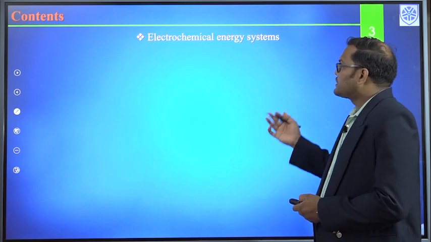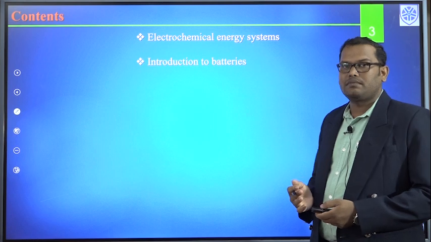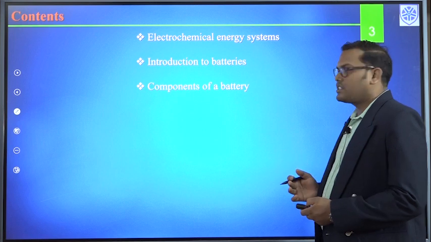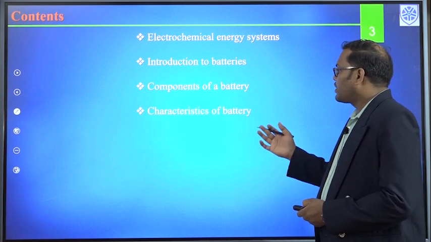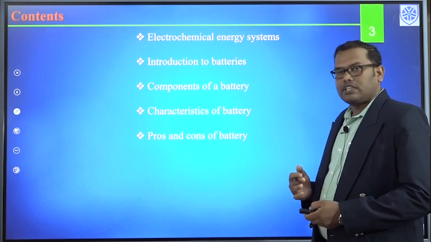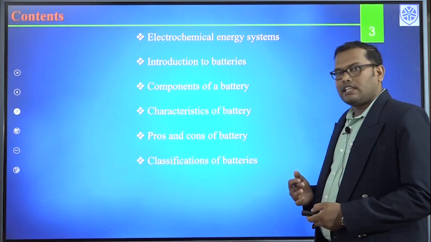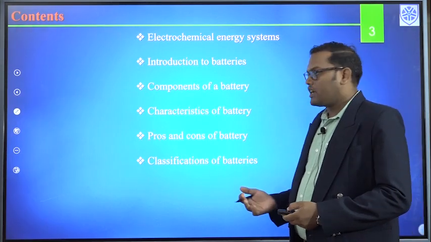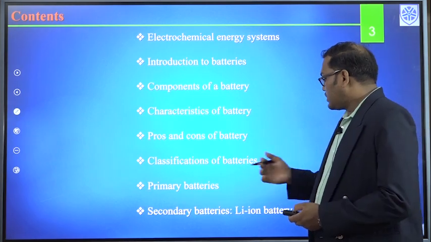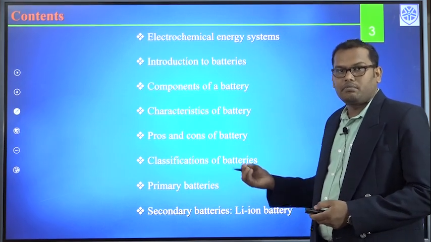These are the contents. First we will discuss what electrochemical energy systems are and an introduction to batteries, then the components involved in a battery, the characteristic features of a battery and their pros and cons, that means advantages and disadvantages. Then how to classify the different types of batteries: primary batteries, and secondary batteries, where we will discuss more specifically lithium ion batteries.